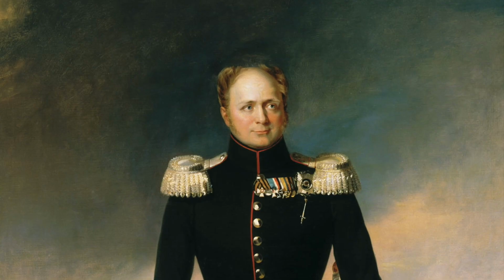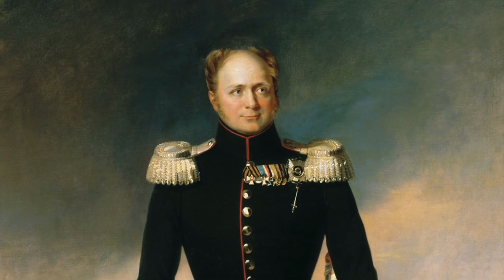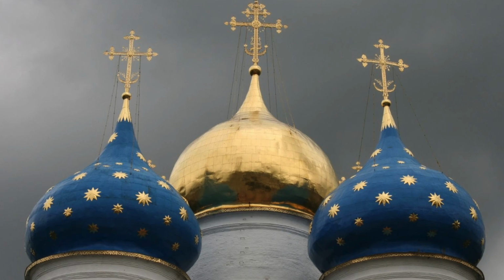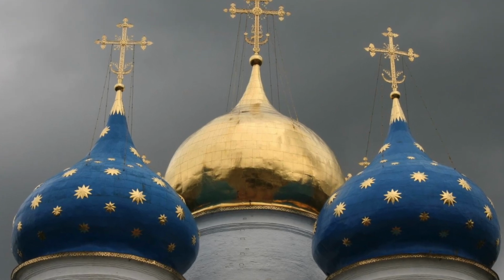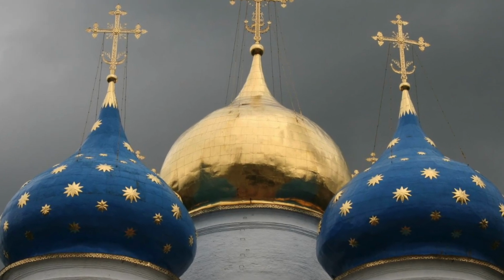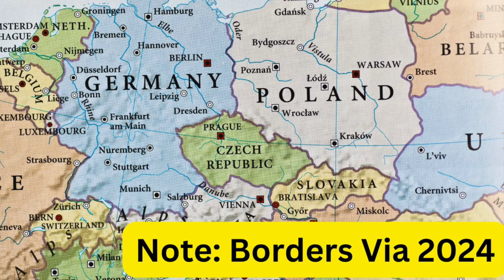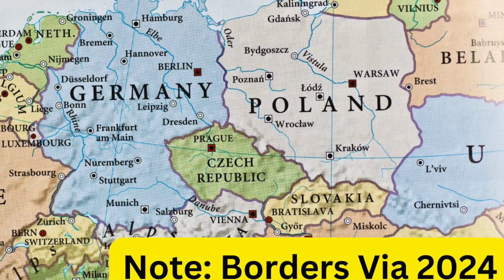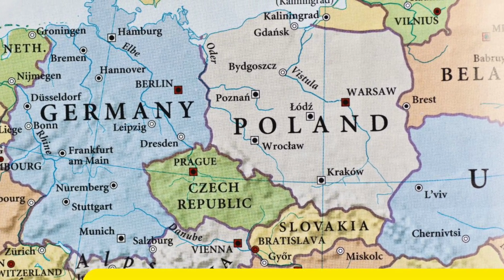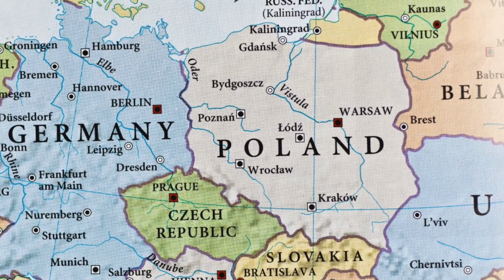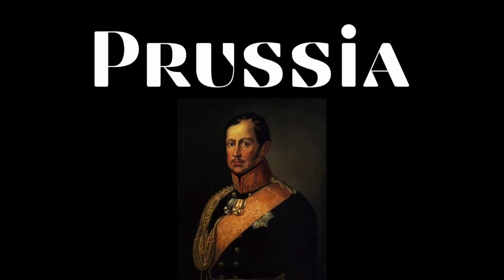Alexander's goal was to create a holy alliance. This was a union of Christian nations who would spread Christian values, but it didn't gain much traction. Alexander's influence in the Congress was undeniable. Russia's territory gains in Poland solidified its position as a major European power, and this shifted the balance of power eastward.